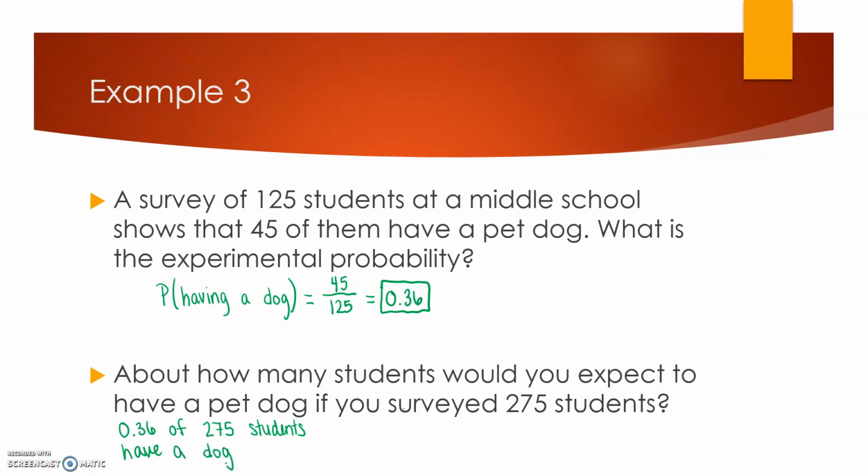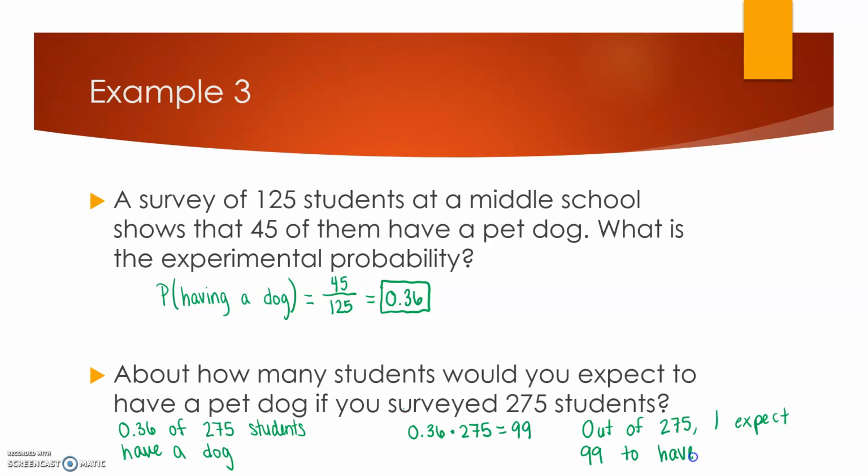All right, and I wrote it that way because what we're going to see happen here is that we have to use multiplication and take this times this. So I'm going to do 0.36 times 275. When I do that, I get 99 exactly. So I can say out of 275 students, I expect 99 to have a dog.